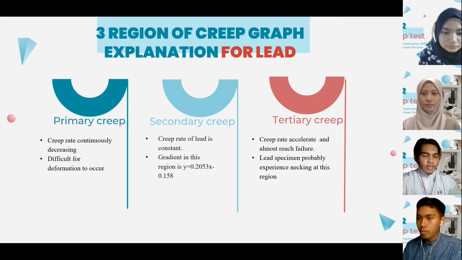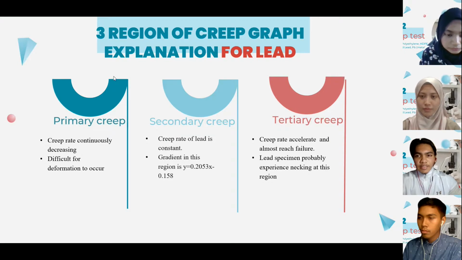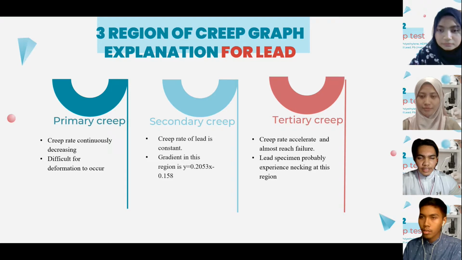At this point, the creep rate for lead is decreasing, which causes lead hardening to occur. This is because the lead material increases in creep resistance, or also increases in strain hardening. Next, we have secondary creep.